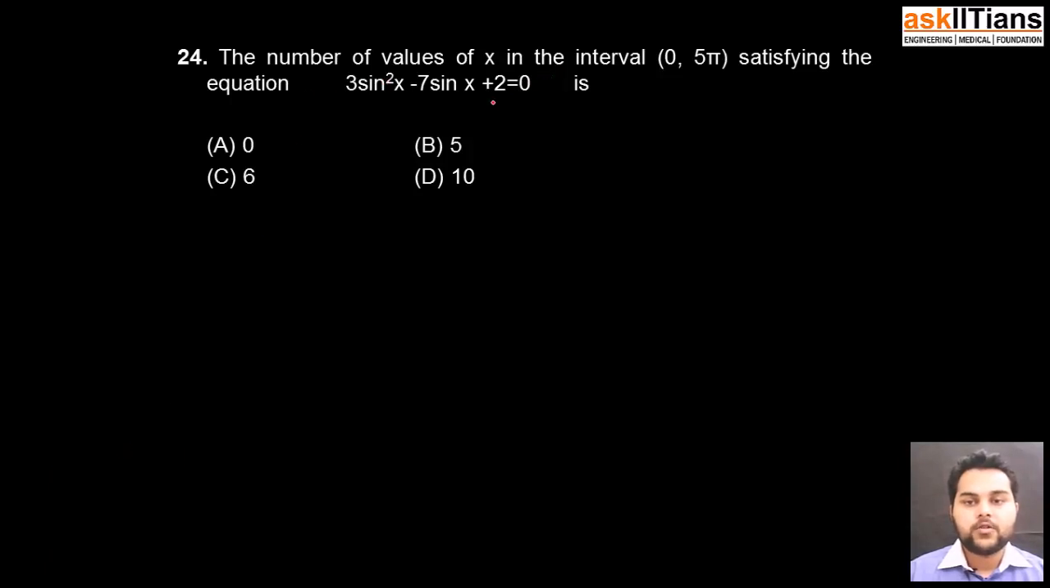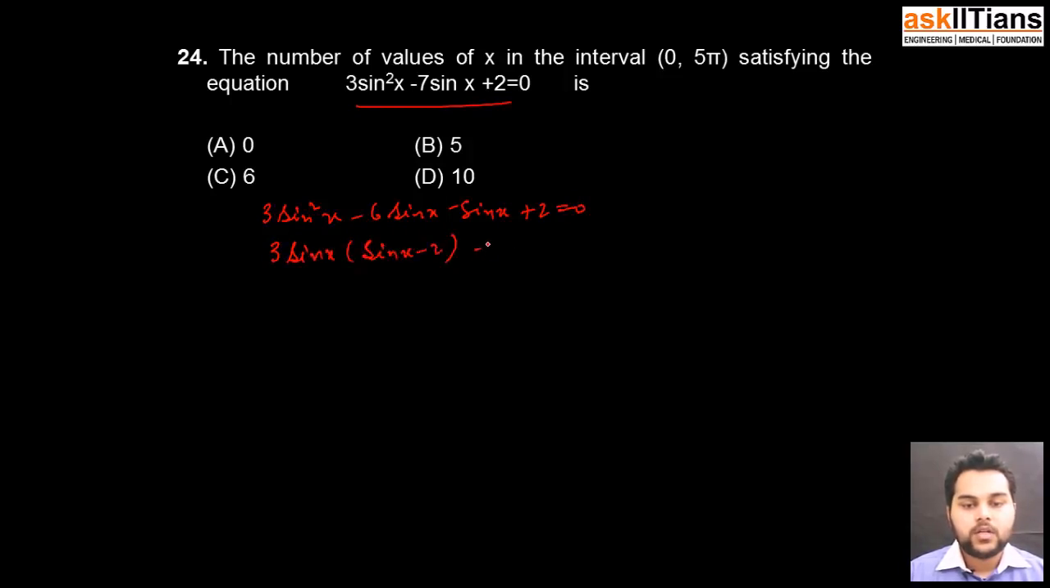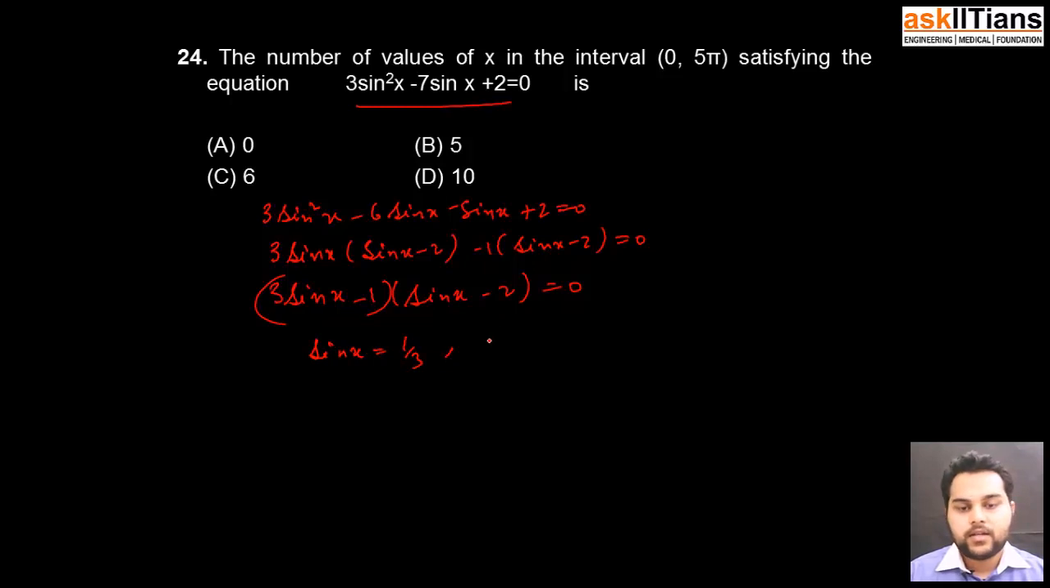The number of values of x in the interval 0, 5 pi satisfying the equation 3 sin square x minus 7 sin x plus 2 is equal to 0. So it's again a quadratic equation. Solving it for the value of sin x, I can do the middle term splitting. That is 3 sin square x minus 6 sin x minus sin x plus 2 is equal to 0. I get 3 sin x minus 1 as common, giving me sin x minus 2 and 3 sin x minus 1 equal to 0. So the factors are 3 sin x minus 1 and sin x minus 2 equal to 0. So sin x can take values 1 by 3 and 2. So 2 can be neglected. The value of sin x that satisfies this equation is 1 by 3.